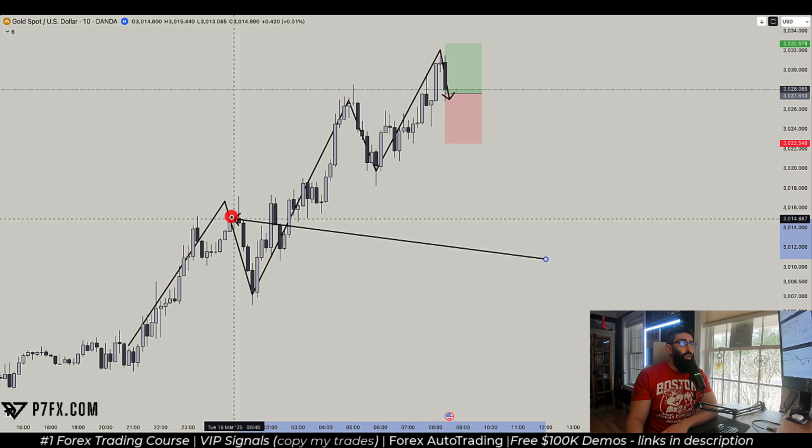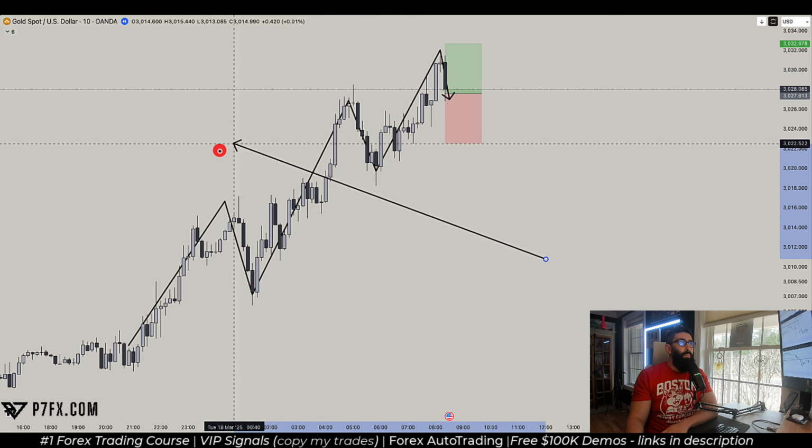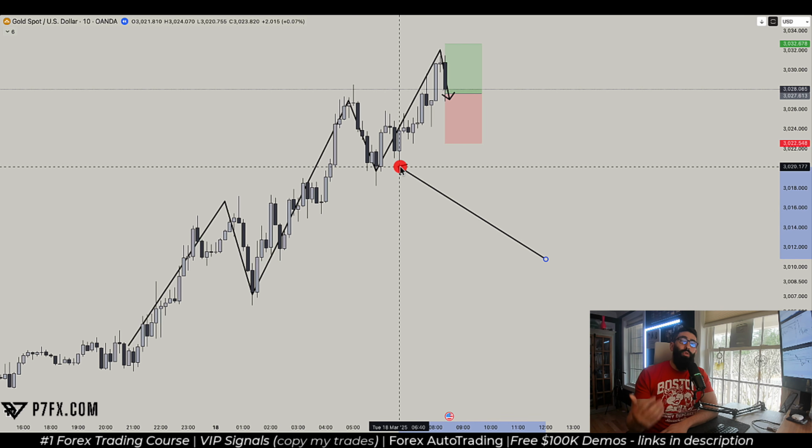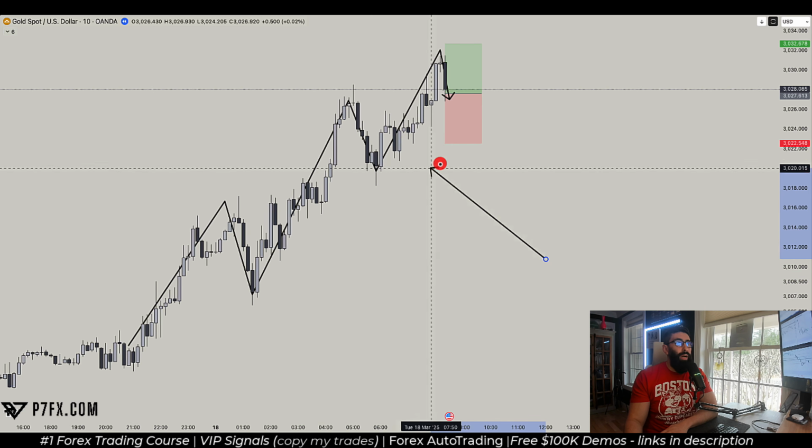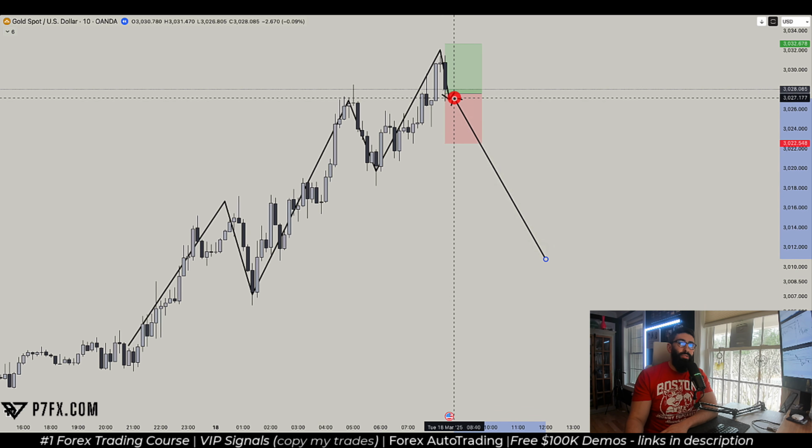As a buyer, you don't want to buy when the price is high. You want to buy when price retraces to lower levels, for a discount. So this would have been an opportune area for a buy. This would have been an opportune area for a buy. And now we have another possible opportune area for a buy.